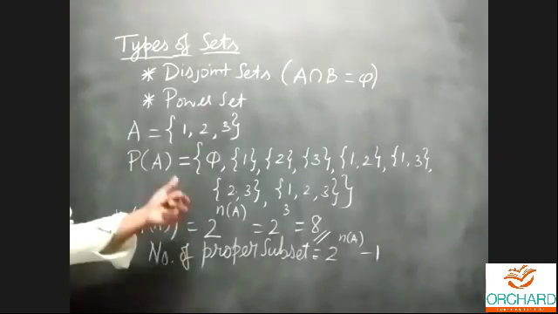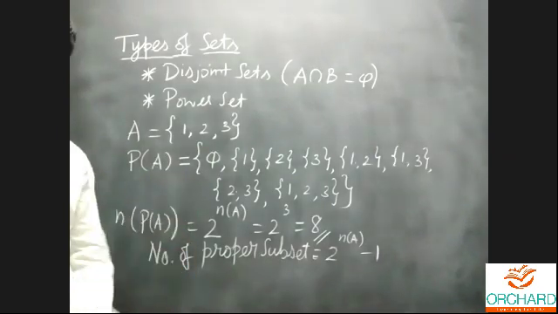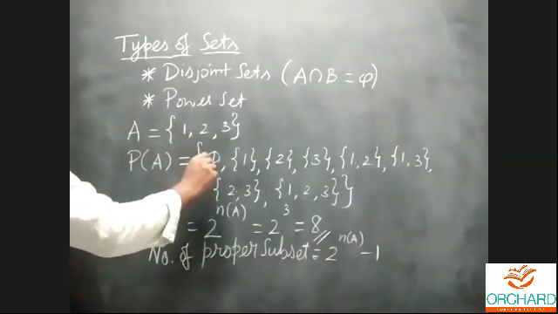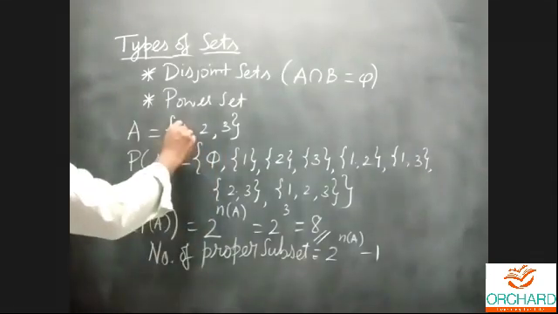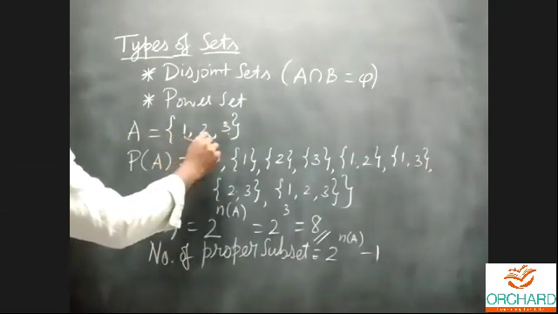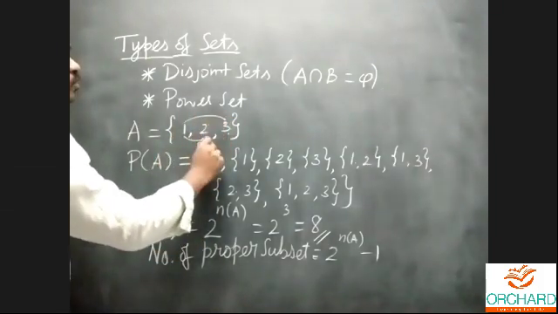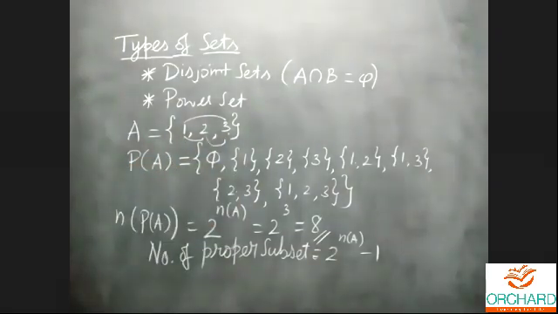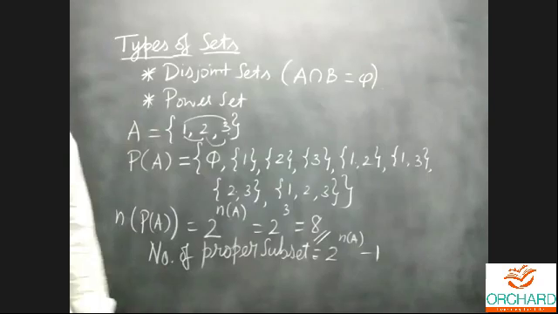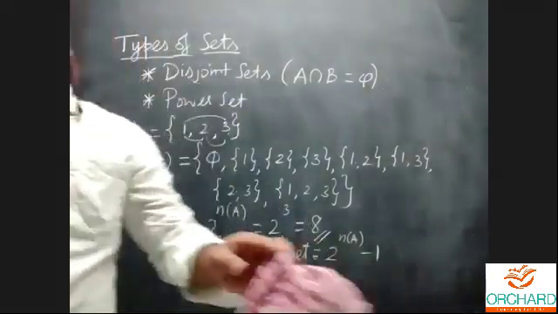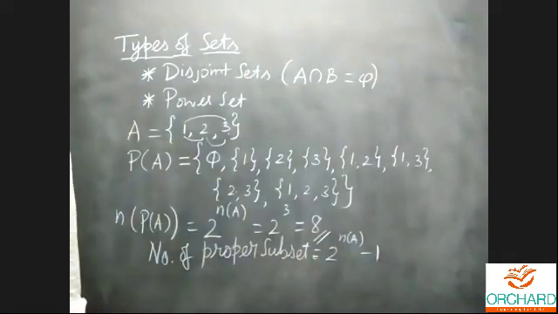The power set of A is nothing but the set of all possible subsets. The empty set is always a subset of any set. Next, the single elements 1, 2, 3. Next, two elements: 1, 2; 1, 3; 2, 3. Next, three elements: 1, 2, 3. The set of all possible subsets is the power set. This is the idea for the power set, the number of subsets and the number of proper subsets.